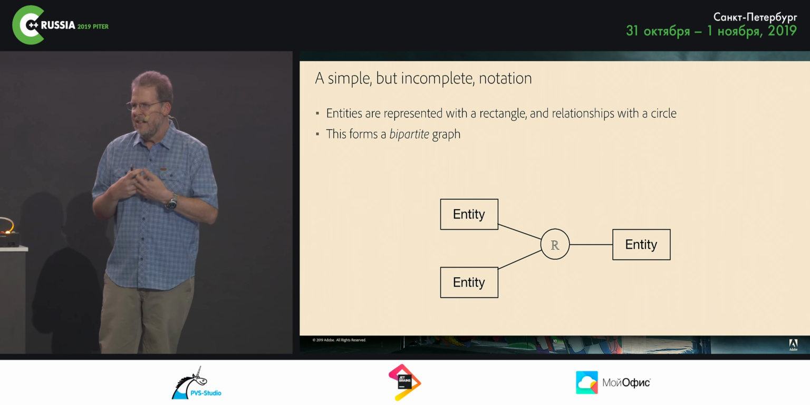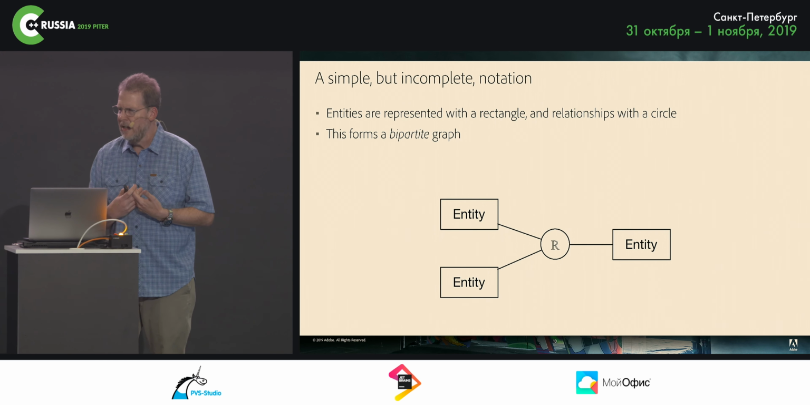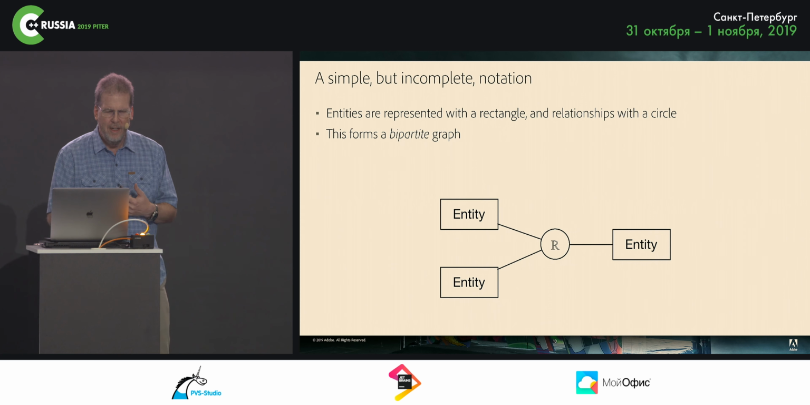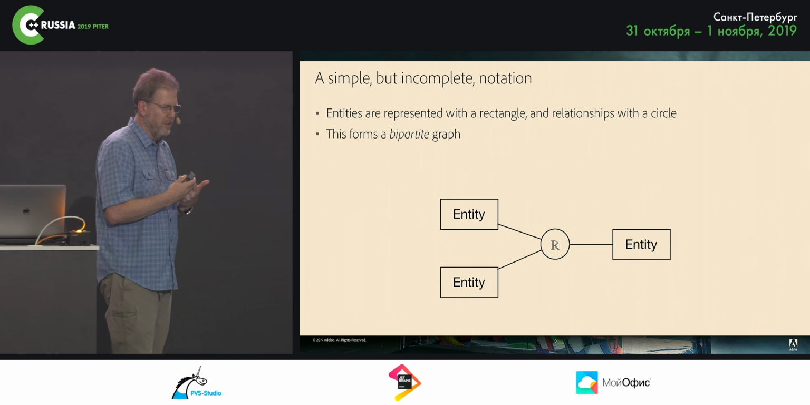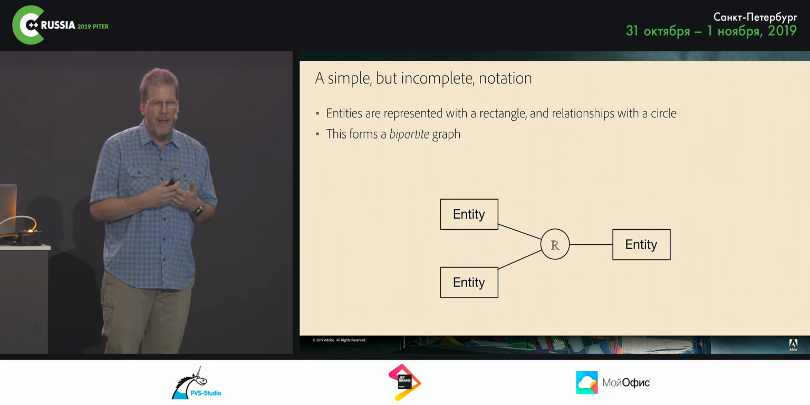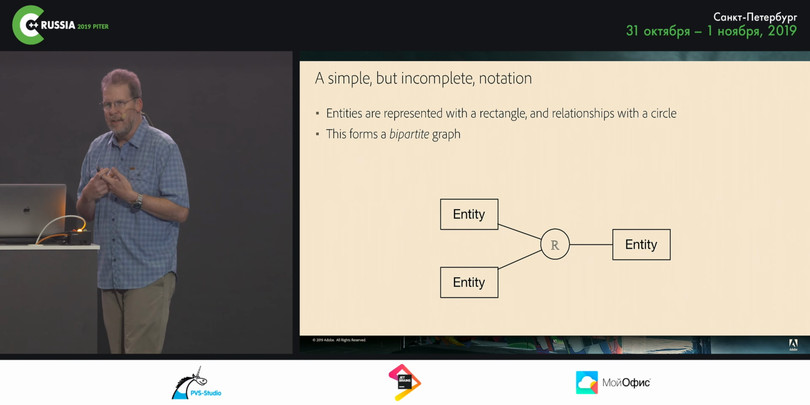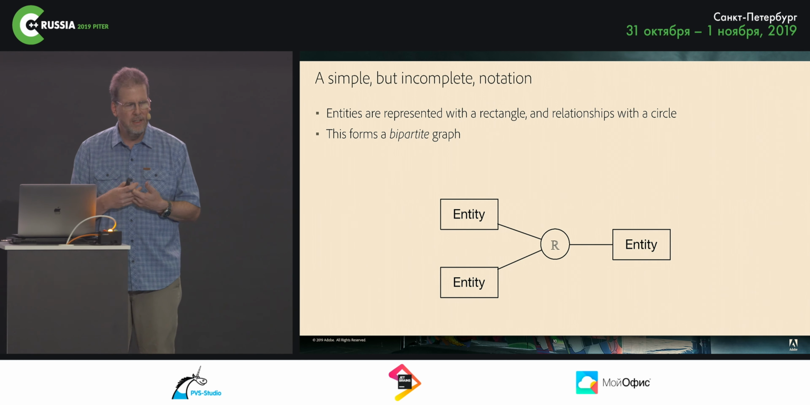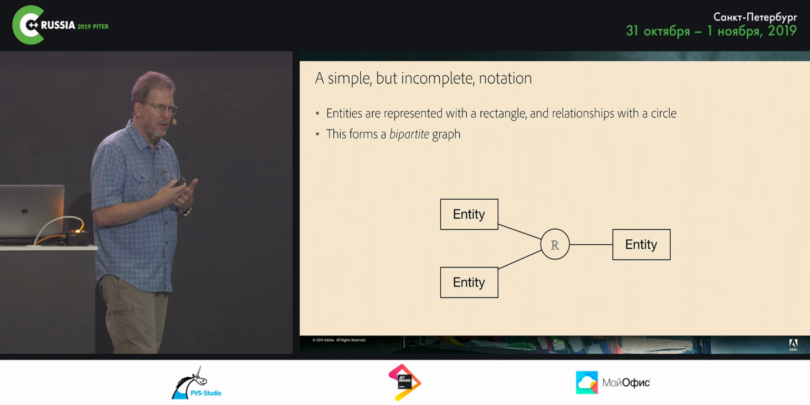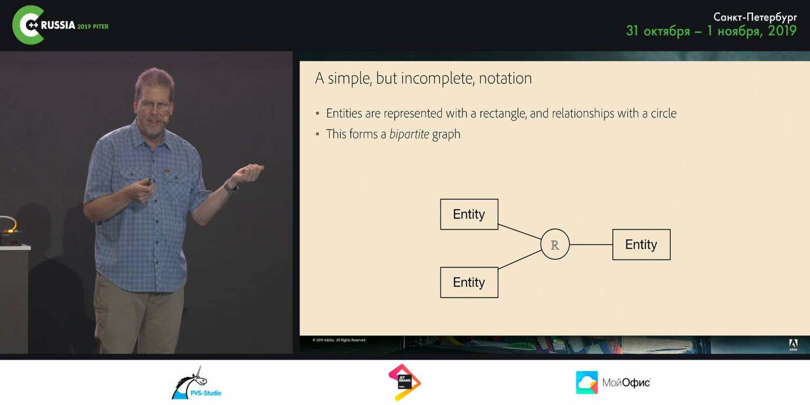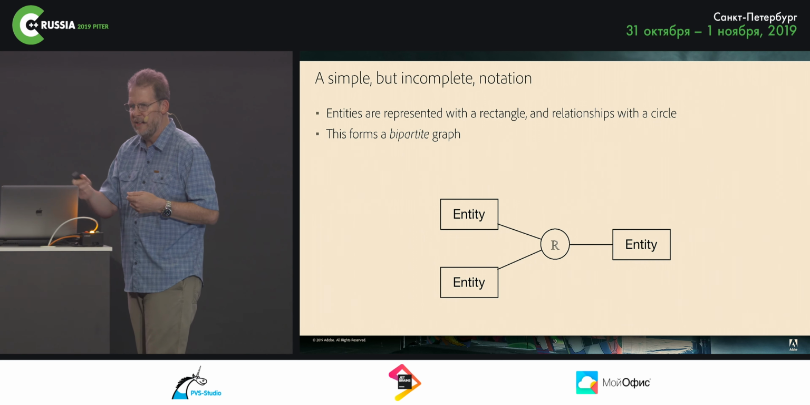So here is a simple, but very incomplete notation, but we're going to use this as we progress through the talk, a very simple notation for visualizing relationships. Right? We have entities, which we'll draw as rectangles, and relationships we'll draw as circles, and this forms a bipartite graph. The only way to connect an entity to another entity is by connecting the entity to a relationship and that relationship to the other entity.